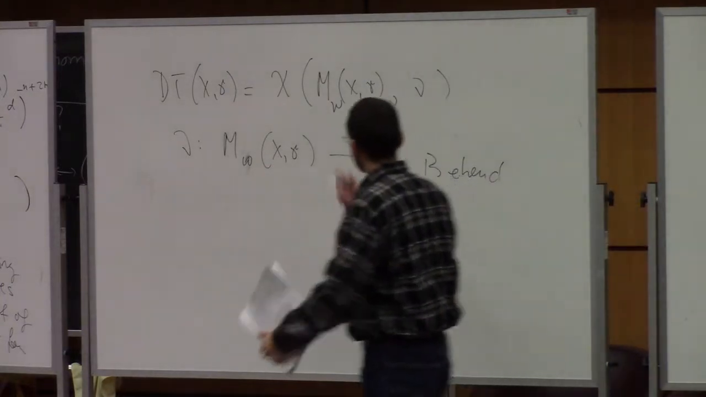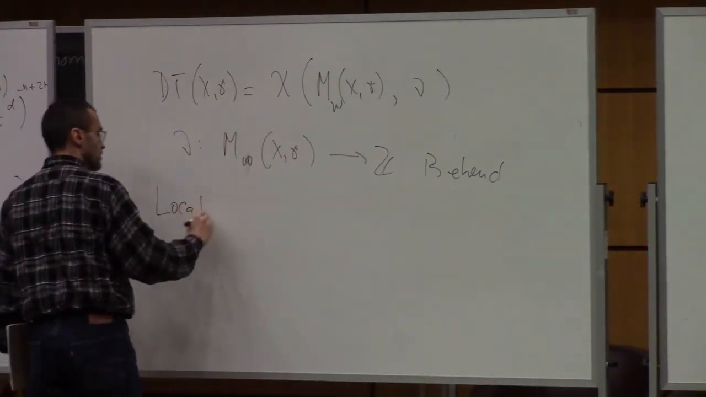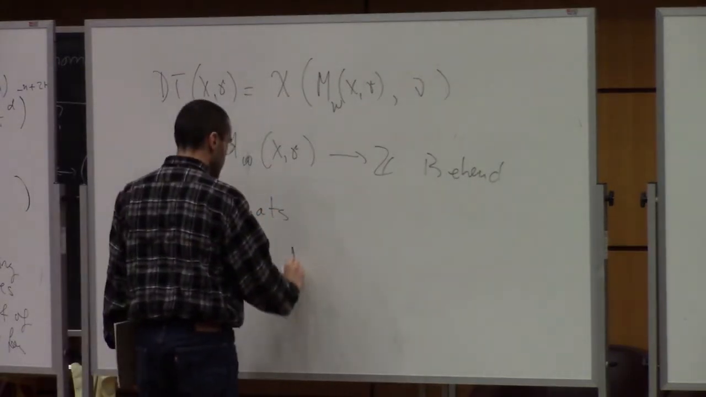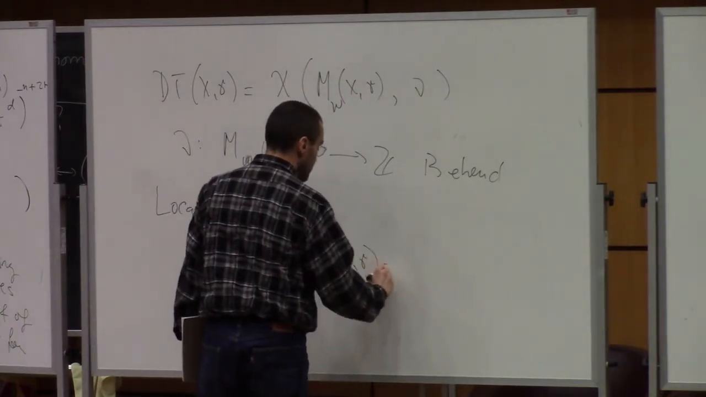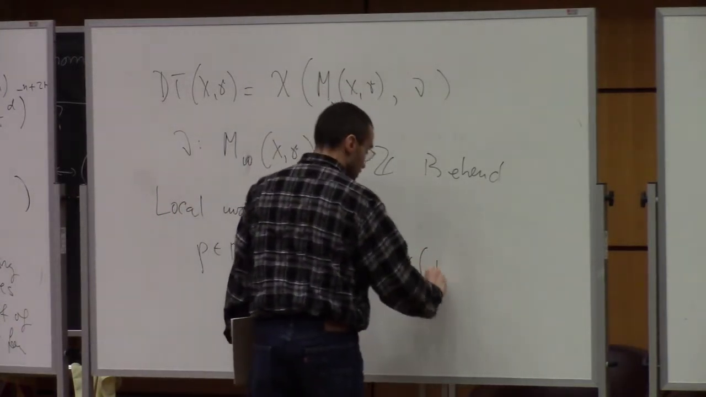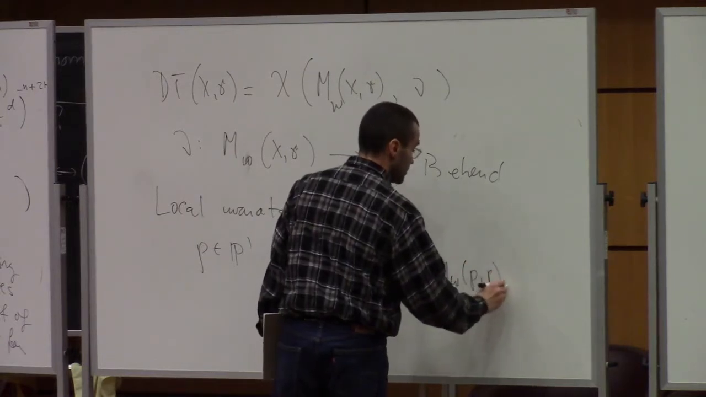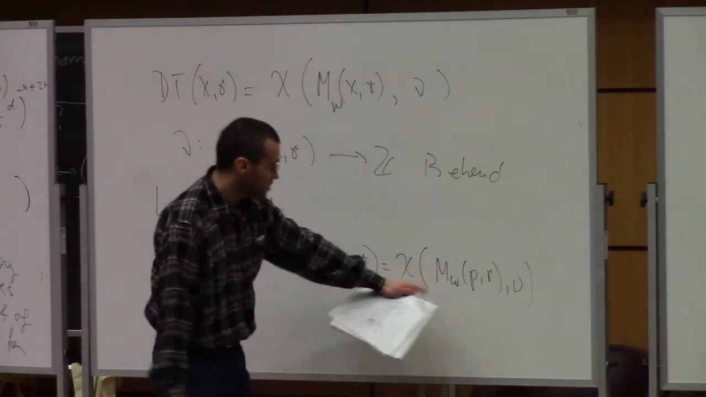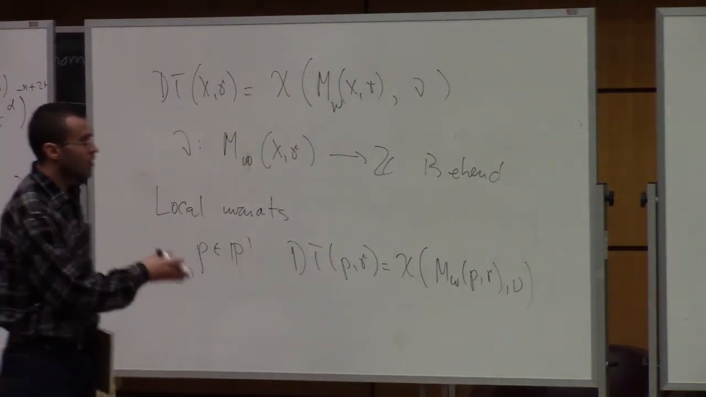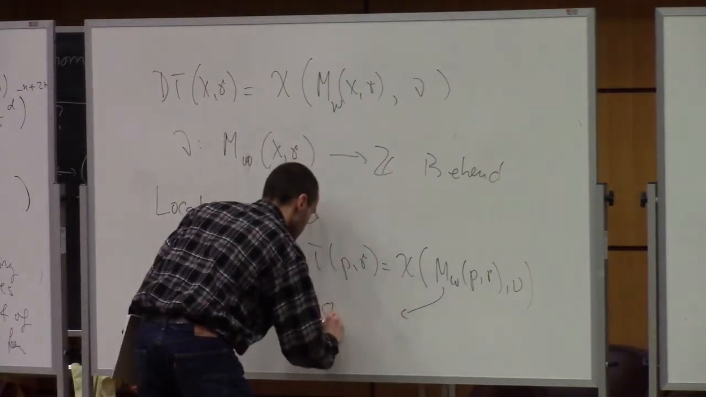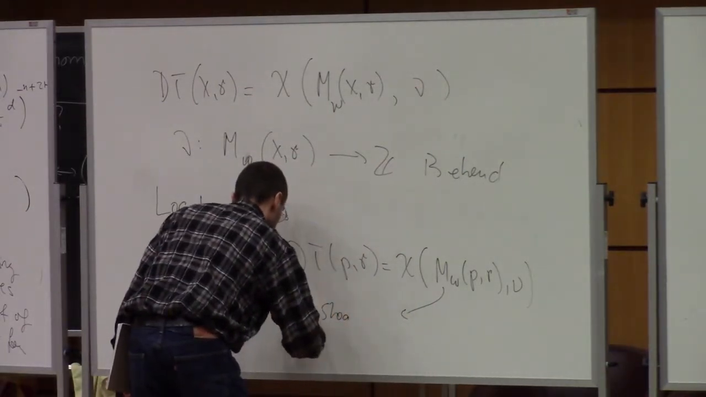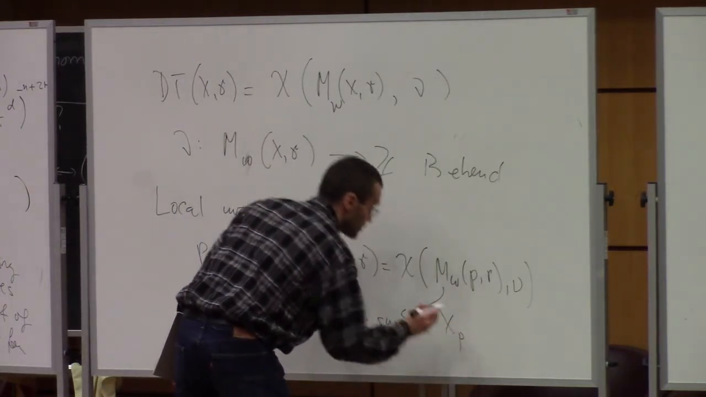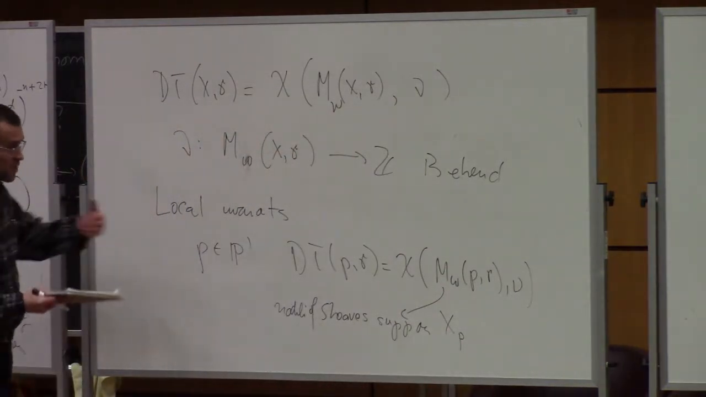So what one can define is local invariants. So you can take any point on P1, and what I can do is I call DT of the point p in gamma to be just the Euler characteristic of the moduli space M of the point p in gamma relative to the same constructible function. But this is just the closed subspace consisting of all sheaves supported on that particular fiber X_p. So I can break the problem into a fiber by fiber computation.